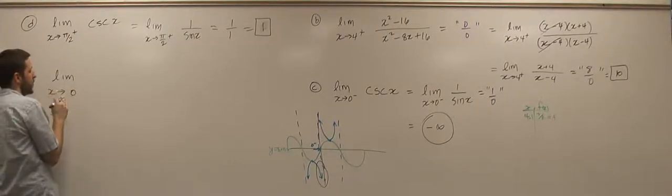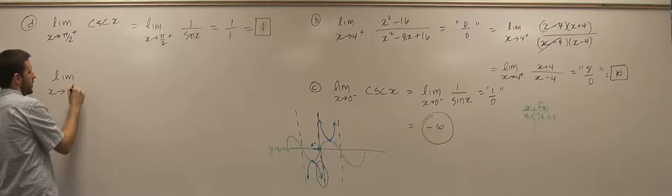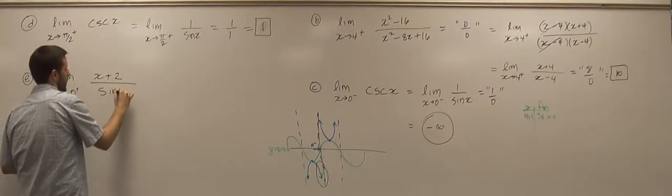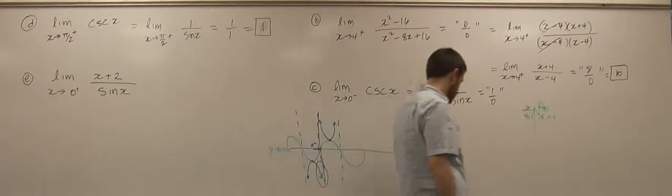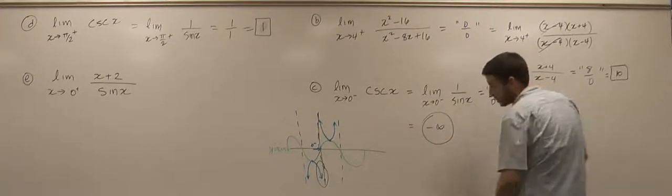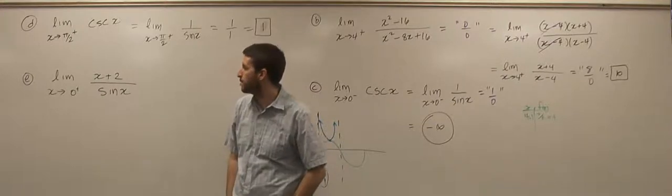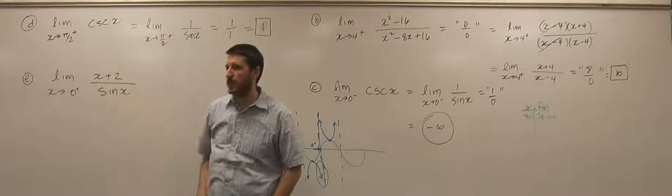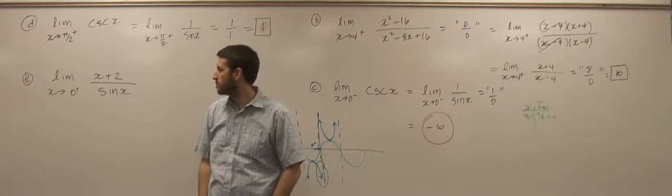Limit as x goes to 0, let's do from one side. Let's go from positive of x plus 2 over sine x. So what does this x plus 2 on top do or matter? Reciprocal of that thing, the trig identity.